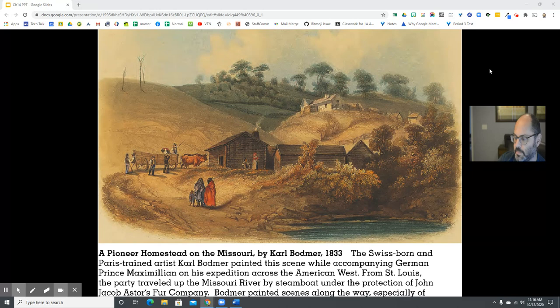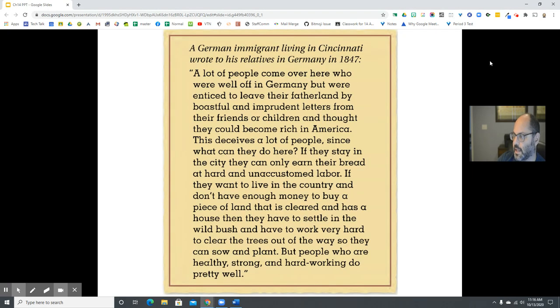And this is just a depiction of one of those immigrants that came. This is a German immigrant experience. And I want you to think about how this compares to the Irish experience.